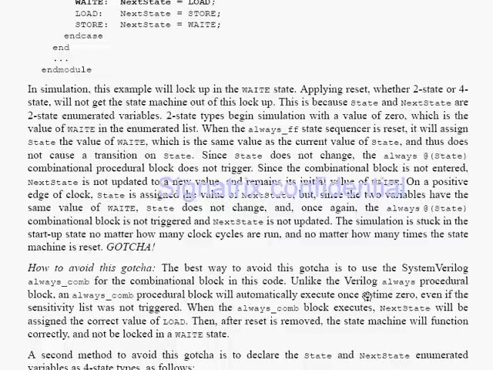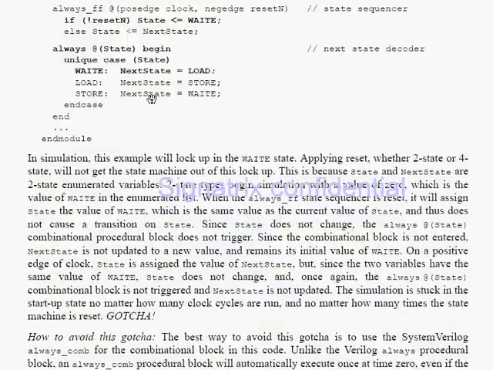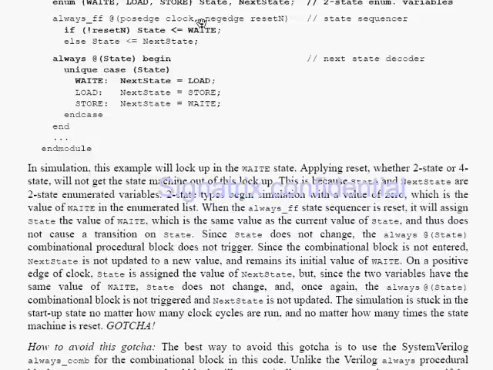Unlike Verilog, if you are using always_comb, it is not waiting for any sequence. Here it is waiting always at state. So by default it will execute once, always_comb. Suppose initially your state is wait. By default it will execute. So when you are in wait, next state is load. So the always_comb block will always execute once by default.